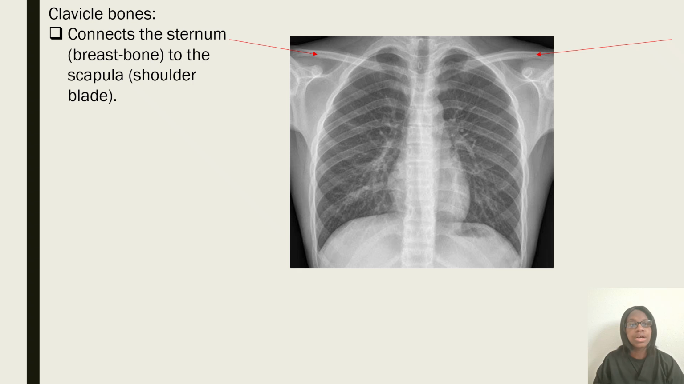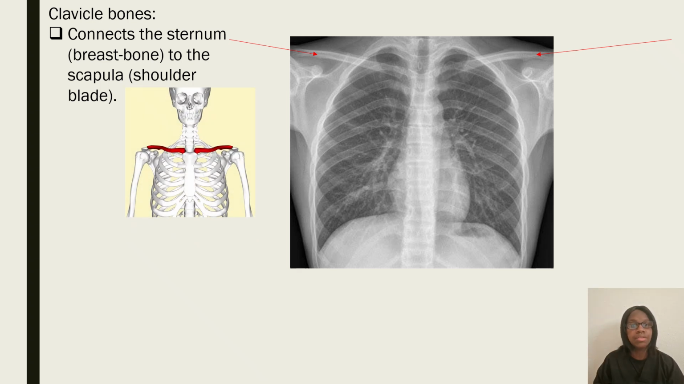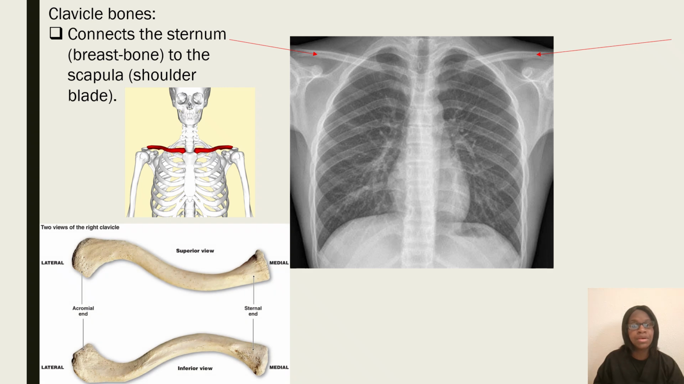Now we are going to talk about our clavicle bones. This connects the sternum, or breastbone, to the scapula, or shoulder blade. And here you see how the clavicle bone looks. You see the arrow pointing to the clavicle bone. And this is a more detailed breakdown of the anatomy of the clavicle.